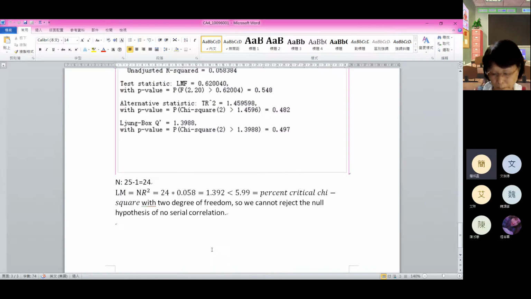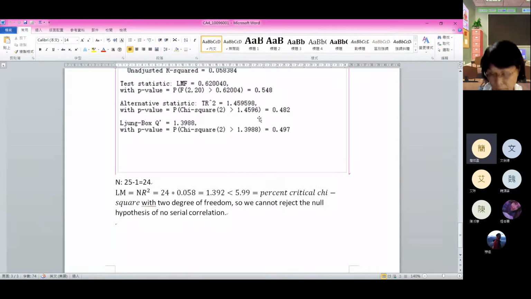The result shows, okay, we can see they have 1.4596, which is also smaller than 5.99, which is the 5 percent critical chi-square value with 2 degrees of freedom. So we also cannot reject the null hypothesis of no serial correlation.